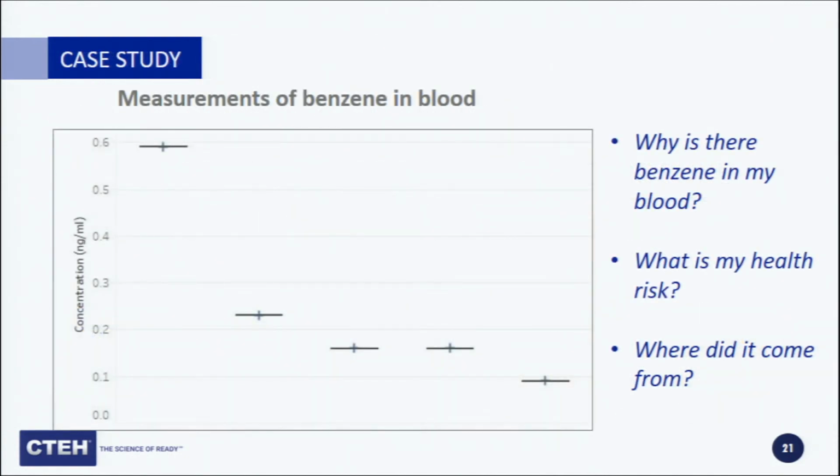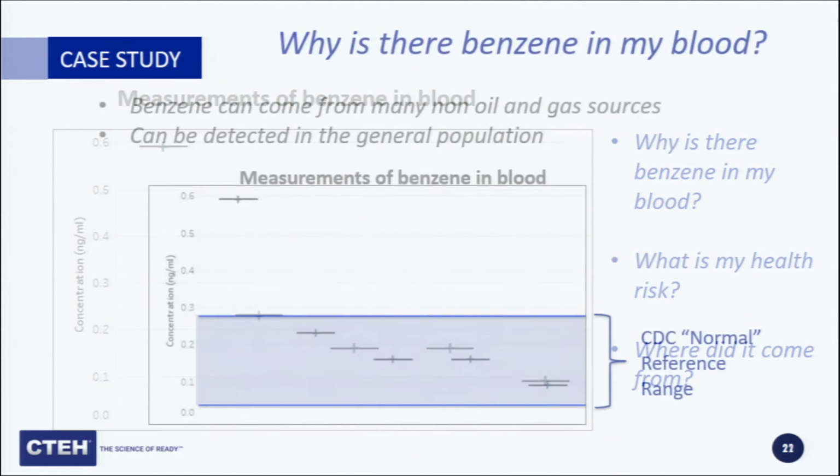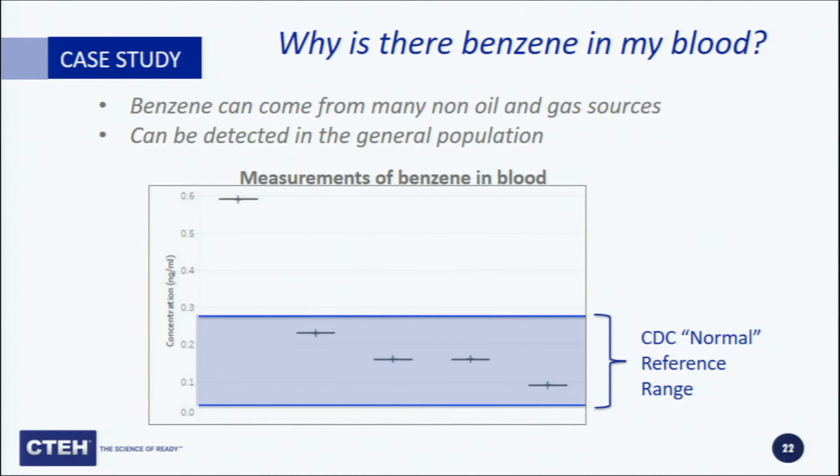This is just an example of, say, 5 individual people that have taken one single sample of benzene in their blood. These are people from different areas, different communities, different ages, different sexes, and then I found benzene in my blood. What do I do? Why is it there? What's my health risk? And where did it come from? How do you answer those questions? There are ways we as scientists can interpret it. Where did it come from? Well, benzene can come from a lot of things, not just oil and gas.